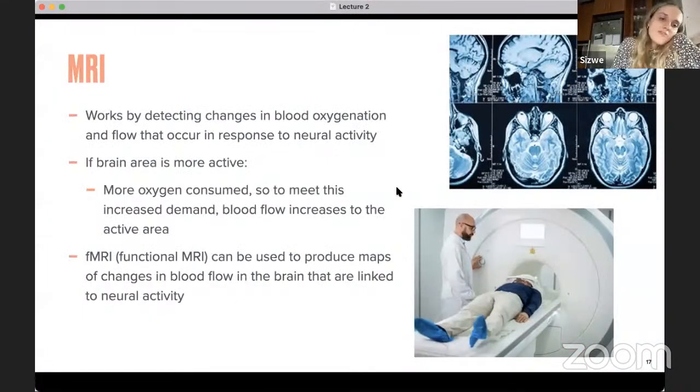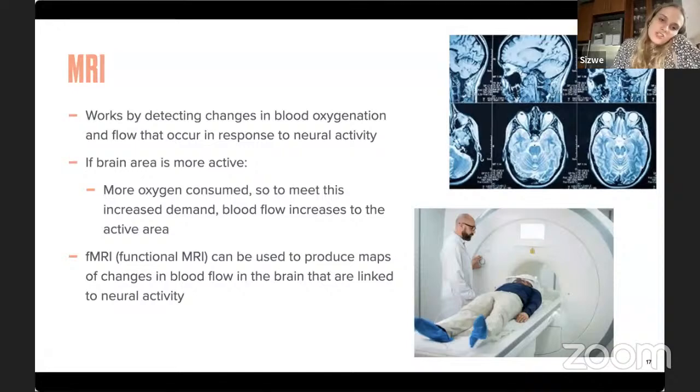Sorry. If a brain area is more active, more oxygen is consumed. So to meet this increased demand, blood flow increases to the active area. Okay, that's what I just said. I hope this is all making sense.